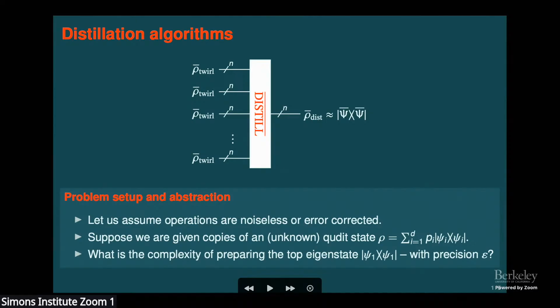Everything is error corrected from now on. So what's the problem? We get copies, any number of copies, of some unknown qubit state, and we want to prepare the top eigenstate, which is psi1. I ordered these p1 eigenvalues in decreasing order, and I want to prepare this with precision epsilon. Epsilon is the parameter that I can set. So what's the complexity of doing that?